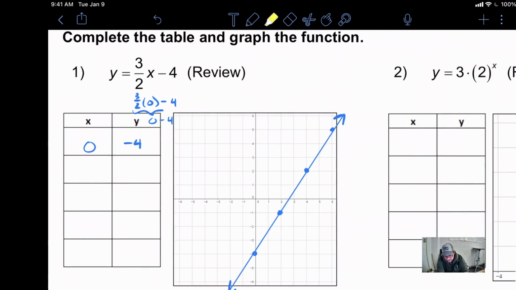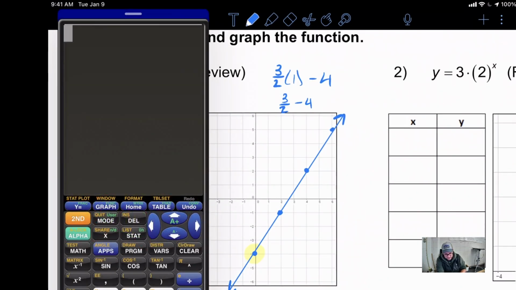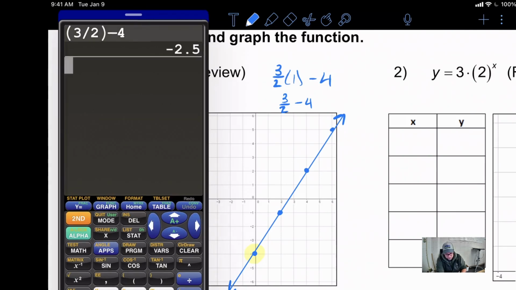Now on our graph, you'll see that that point happens right here. If you pick the point 1 and you plug that in, 3/2 times 1 minus 4. 3/2 times 1 is 3/2. And if you take 4 away from 3/2, it's a little bit of a harder problem since there's a fraction, but our calculator can handle it too. 3 divided by 2, let's put that in parentheses just to be safe. And if you take away 4, you get -2.5.